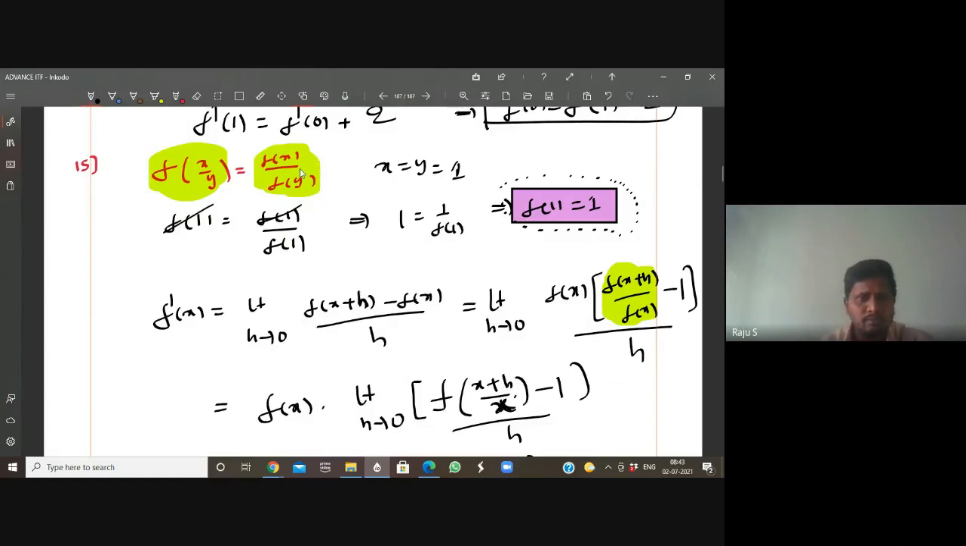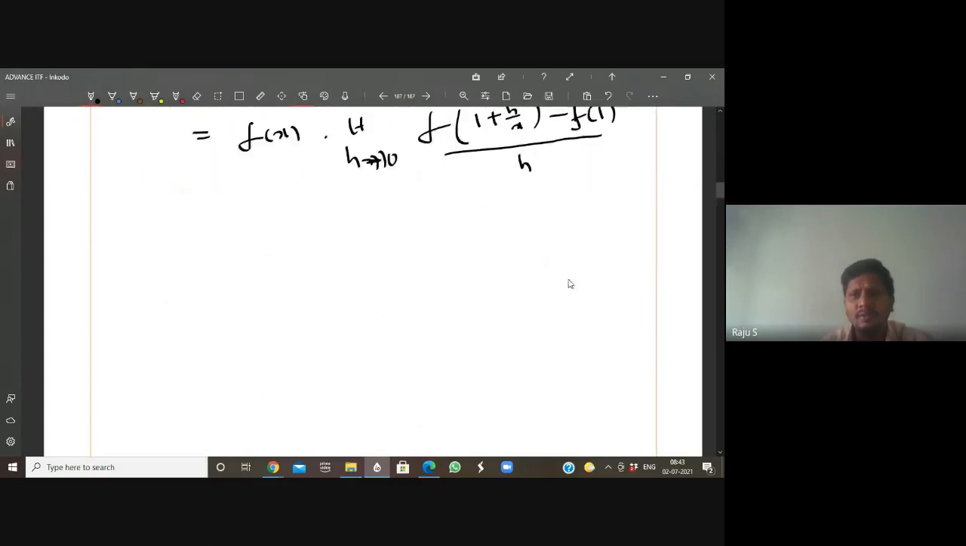When we take x is equal to y, if we get undefined, you don't consider x is equal to y. For example, I'm giving f of 1 by x minus y is given. In that case, can you assume x is equal to y? No, we cannot assume x is equal to y because when we take x is equal to y, 1 by 0 will get infinity. But in this case, if we assume x is equal to y, we are not getting any undefined form.